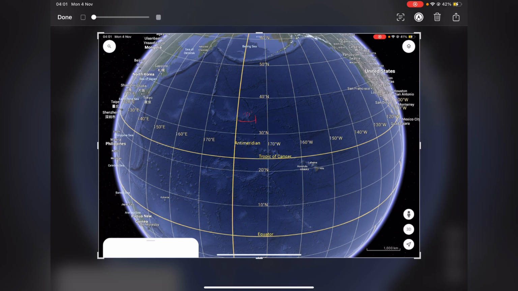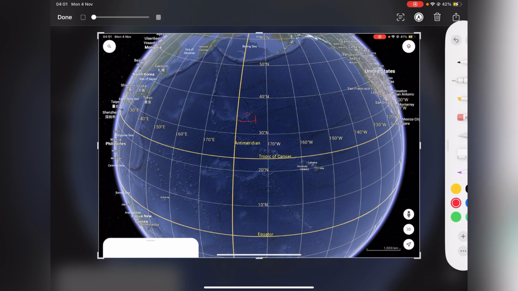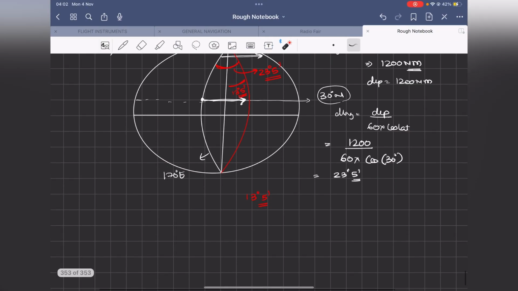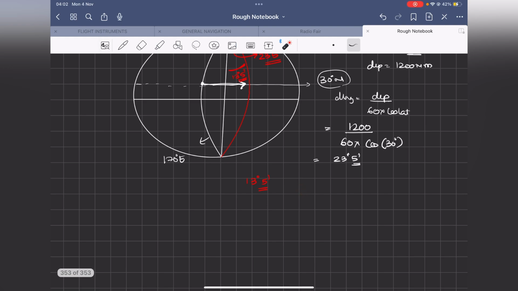If you calculate it, you'll realize you get an answer which is equal to 166 degrees 54 minutes. Right? That is the answer you get. I hope that makes sense.